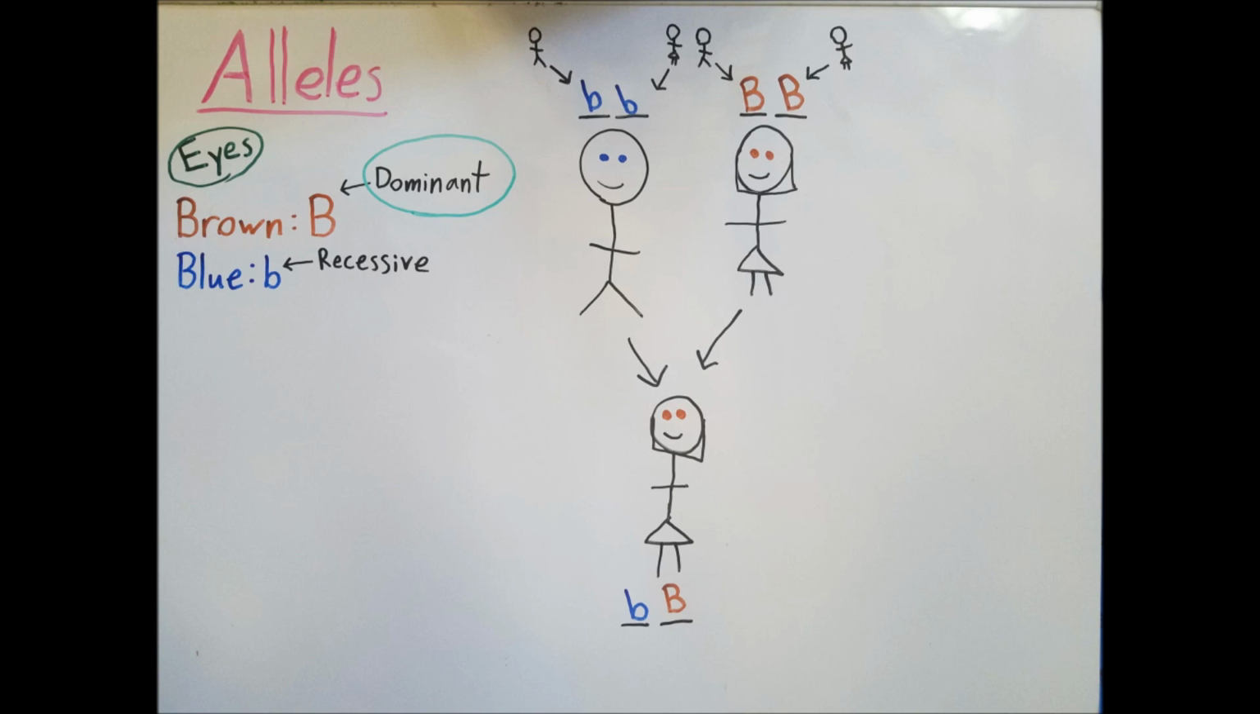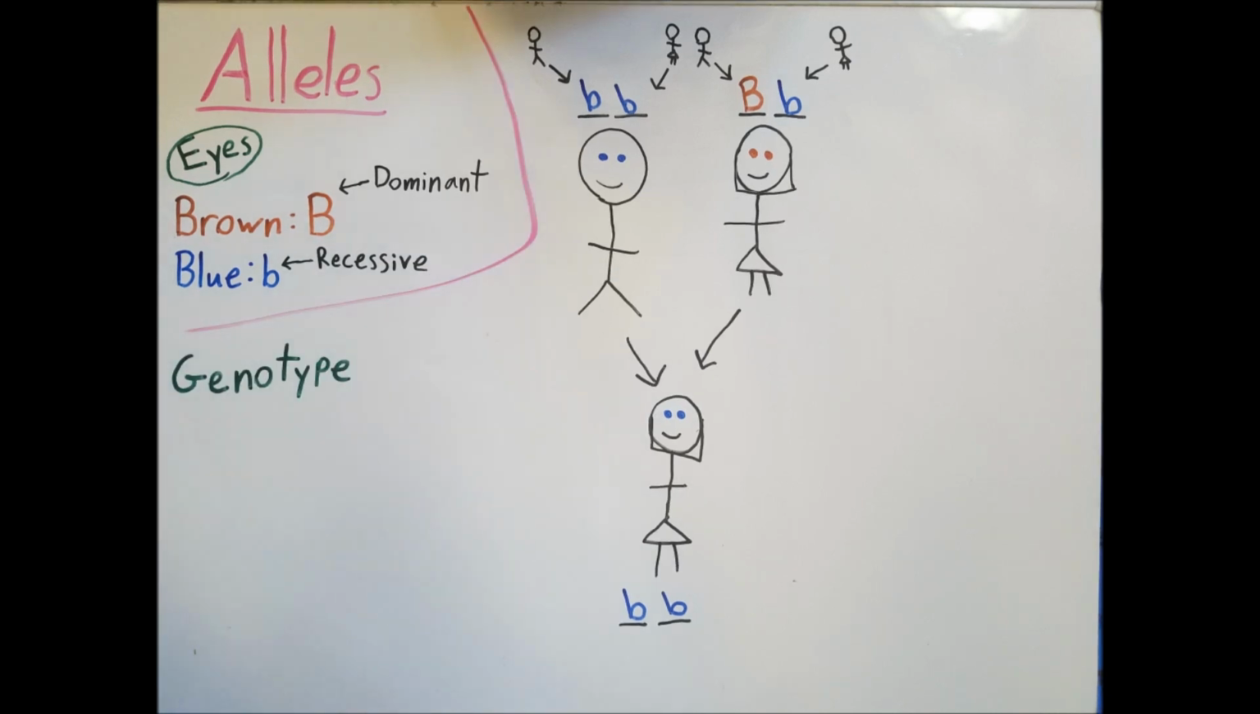But let's say that instead the mom's mom gave her a little b. So now she had a big B and a little b. So instead, let's say that the mom didn't give her child her big B, she gave her little b. So now the girl's eyes wouldn't be brown anymore. It would be blue because now she has the recessive gene. And this is how genetics works in a family tree.